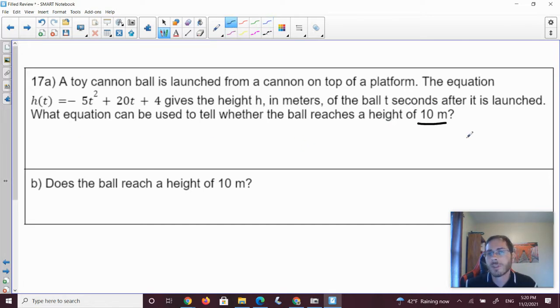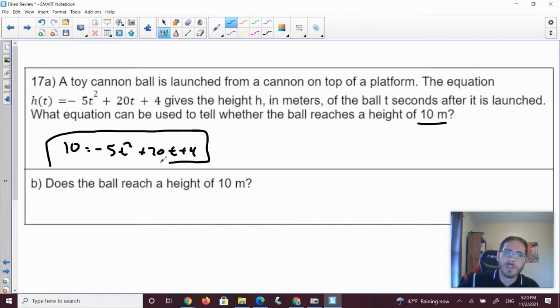Well, if we want to know when it reaches a height of 10 meters, logic tells us we want the height to be 10. So we just replace h of t with 10. And that is an equation that tells us whether or not we reach a height of 10 meters. Makes sense, 10 is the height. Part B says, does the ball actually reach a height of 10 meters? This is actually like the last section. We're just seeing if this line at 10 is going to intersect our parabola.